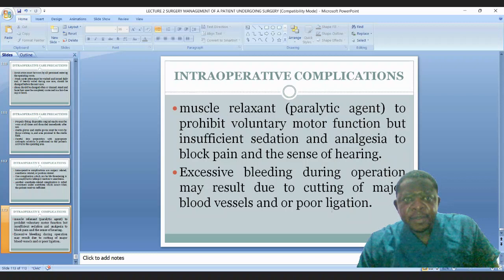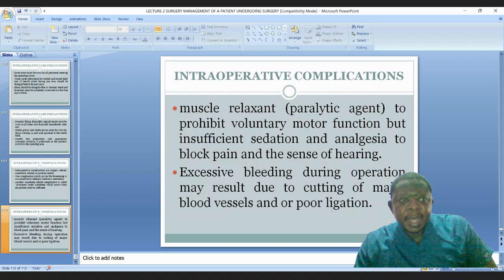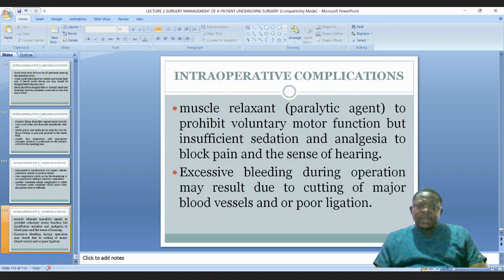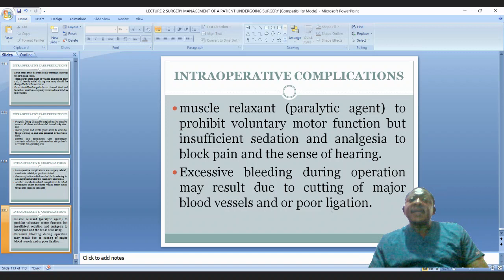So there you have it. Today we have just looked at the care of a patient that is about to undergo surgery. We have looked at intraoperative precautions and complications that may arise. So from me, I'm saying thank you and keep studying.